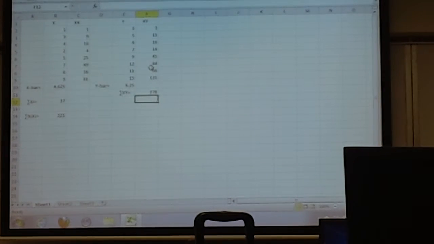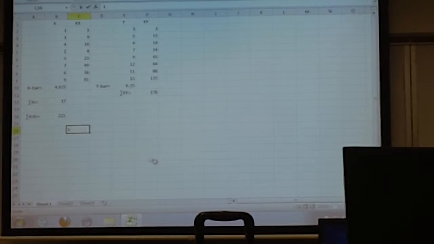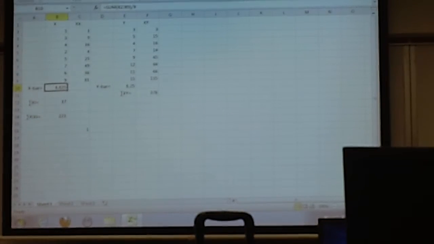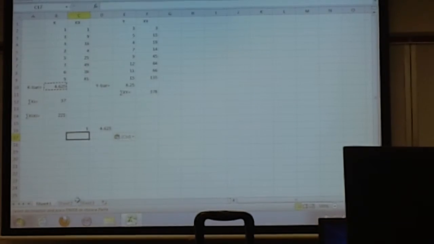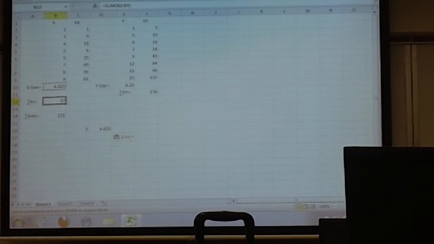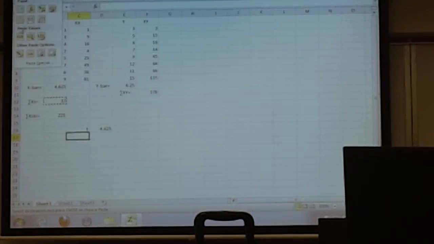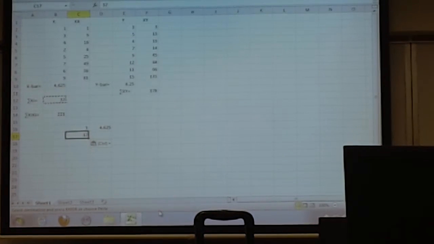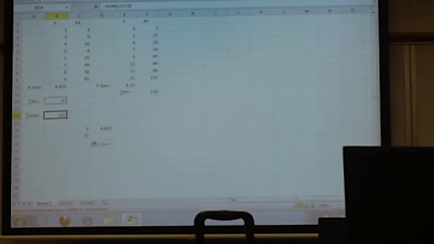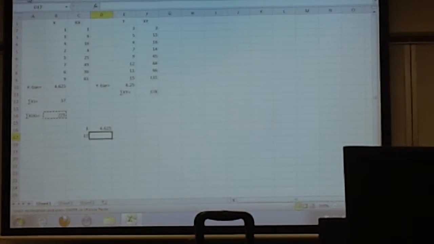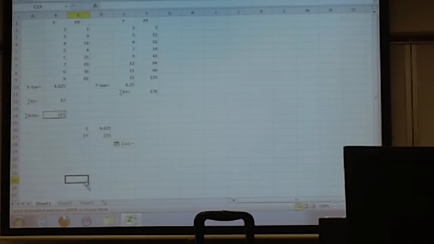So first, let's get the basic matrix. We have one. Over here we have X bar. Down here we have sum of Xi. And here, sum of Xi squared. That's the sum of X squared. So that's the basic matrix.